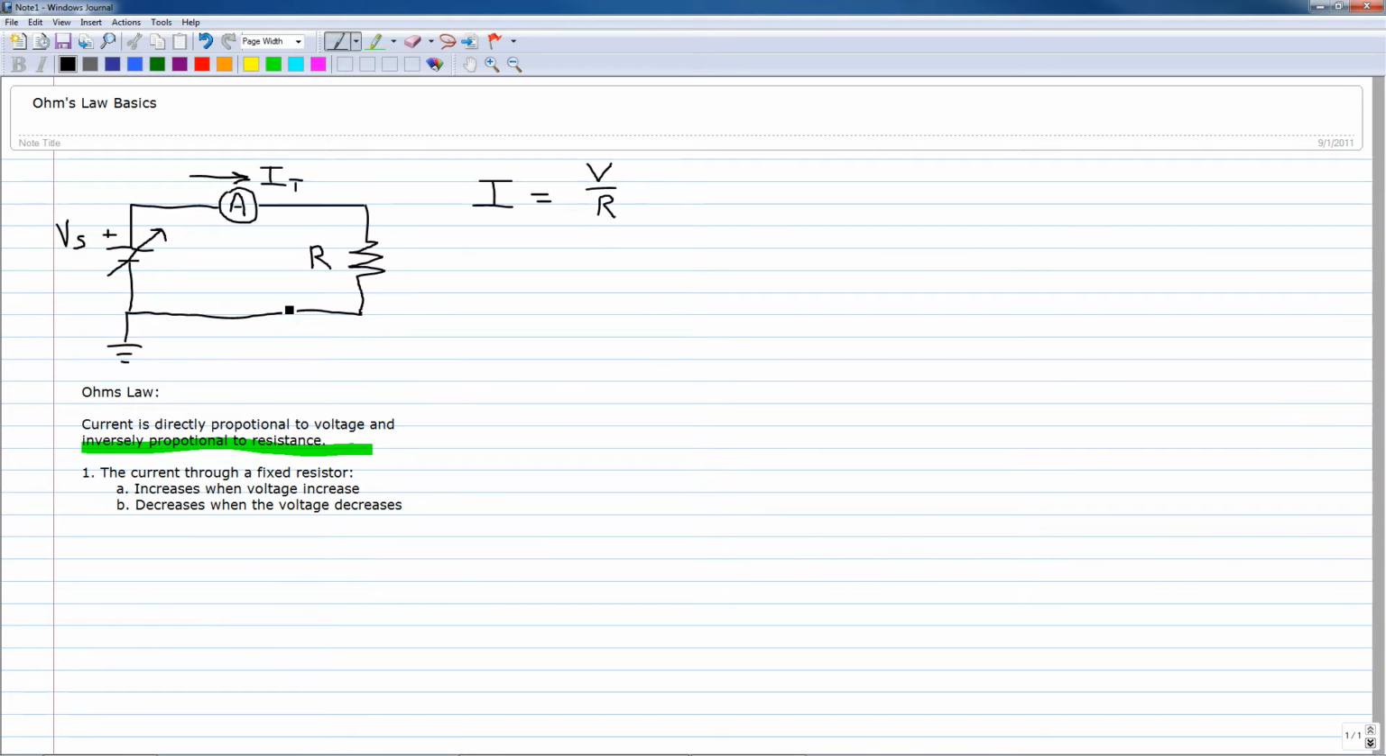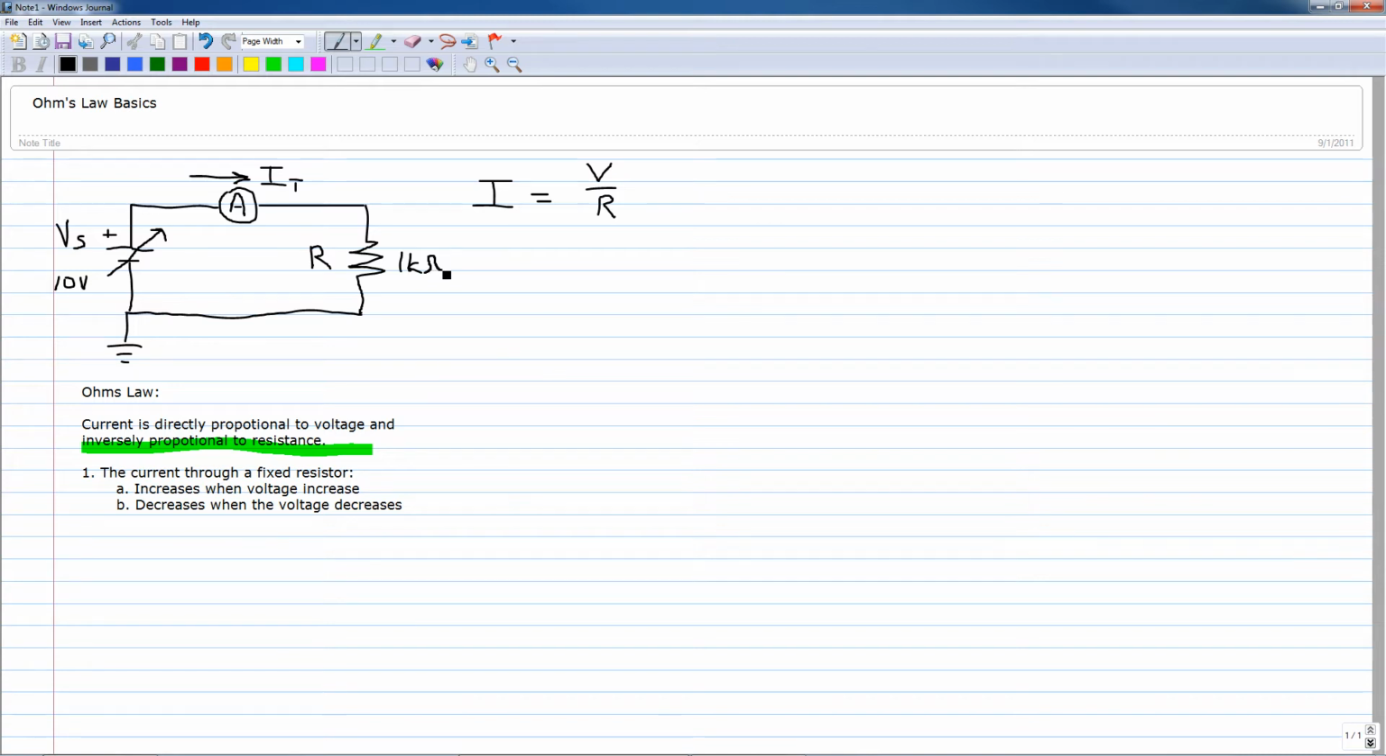So let's look at our circuit here, where we have a simple voltage source, an ammeter to measure our current, I total, and a resistor. Let's apply 10 volts here, and let's say that we have a 1K ohm resistor.